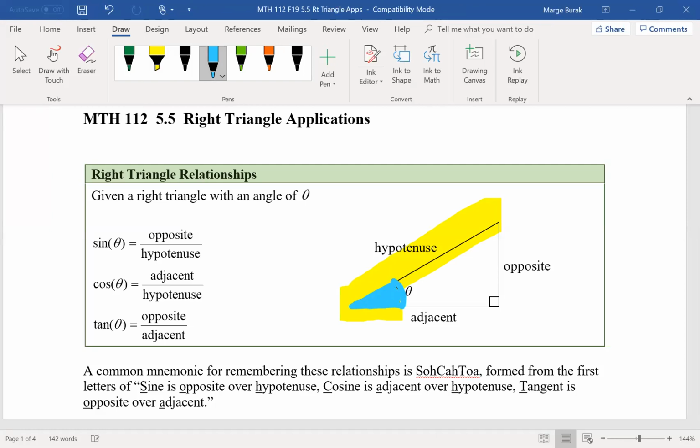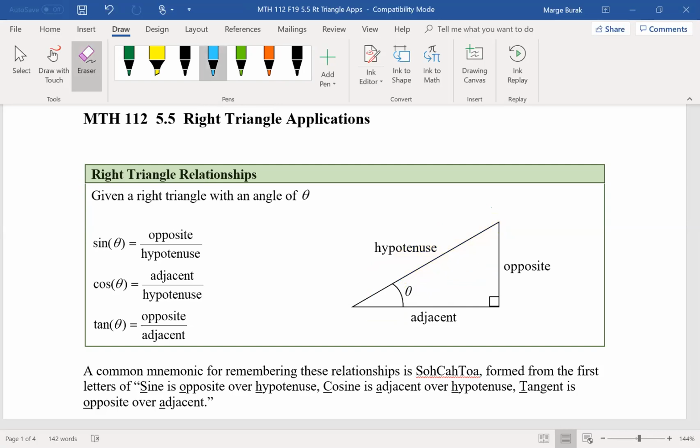Then there's a side opposite me, which is the side that the angle opens up to. And there's also a side right next to me, right here, and that's my adjacent. So from this angle, the hypotenuse is always the hypotenuse. It's the longest side, it's opposite the right angle. But the side opposite is the side the angle opens up to, and the side adjacent is the side the angle touches.